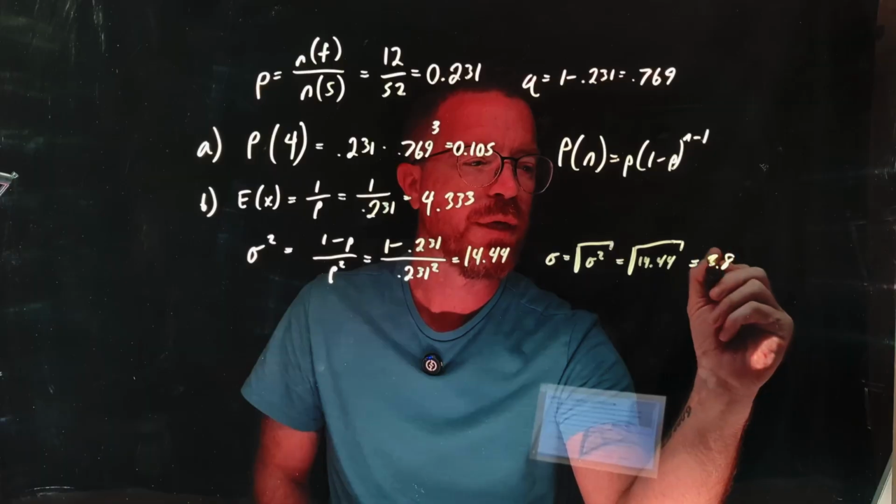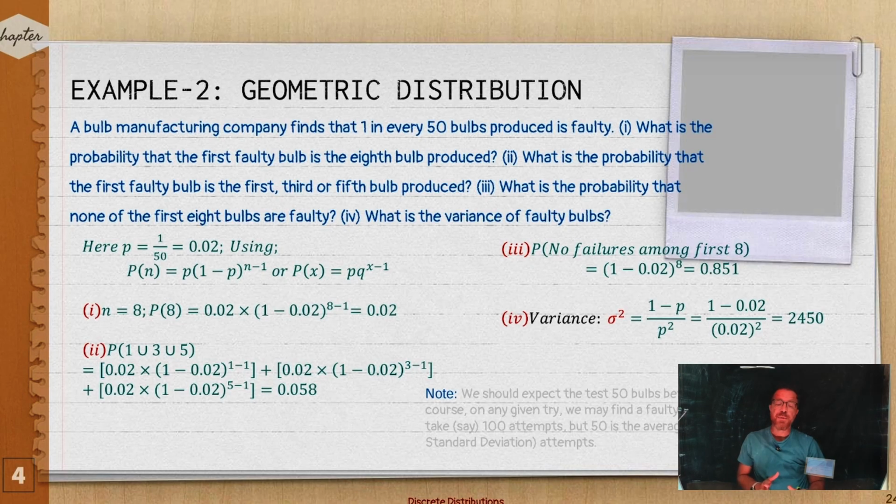about 3.8. Our next example says that a bulb manufacturing company finds that 1 in every 50 bulbs produced is faulty. So this is going to be our probability of finding a faulty bulb, 1 out of 50. What is the probability the first faulty bulb is the 8th bulb produced?